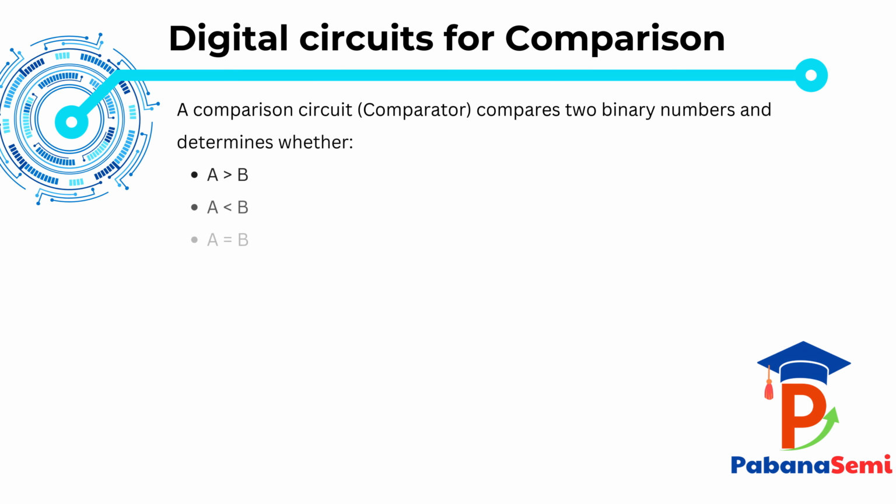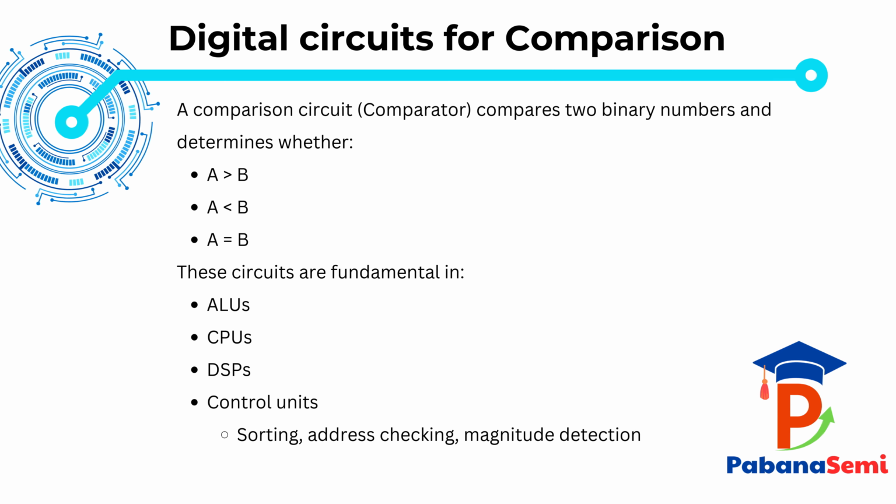In digital electronics, a comparison circuit, also known as a comparator, compares two binary numbers and determines their relationship. It tells us whether A is greater than B, A is less than B, or A is equal to B. These circuits are fundamental building blocks in digital systems.